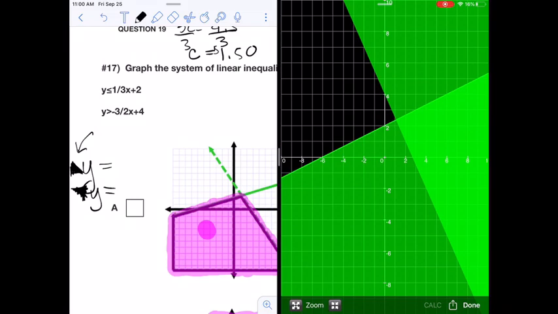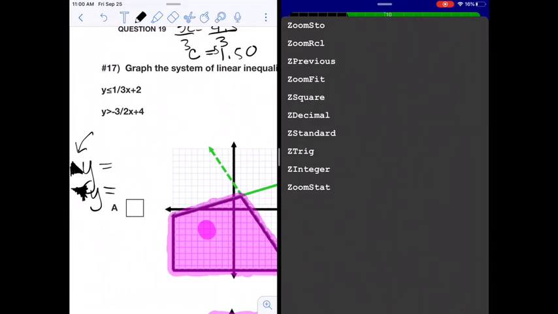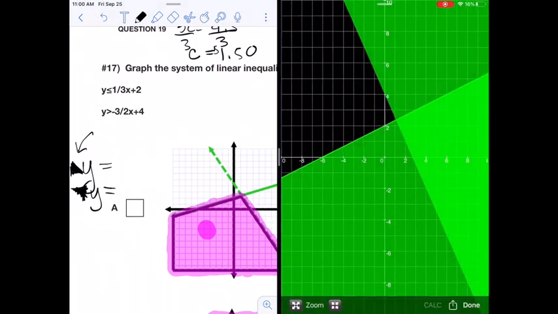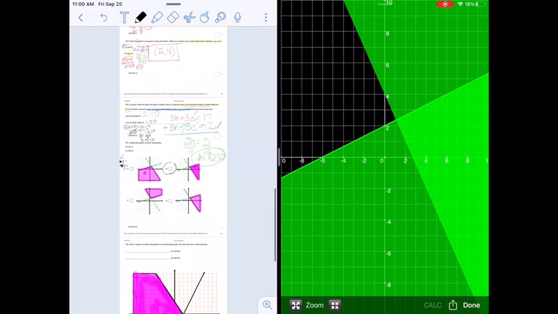If I want to fix that window, it looks really great, but if I wanted to fix it, I'd hit zoom, and I could just hit standard, and that would be -10 to 10. So as I look here at my choices, it looks like the answer here matches with B, because the double shaded area, the darker green, is your correct answer.